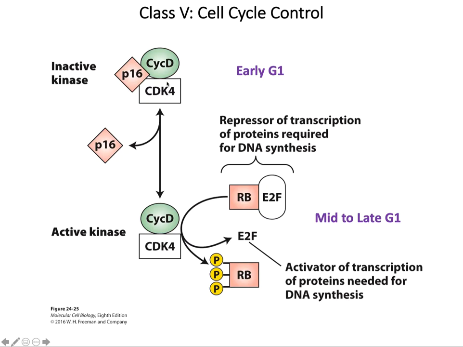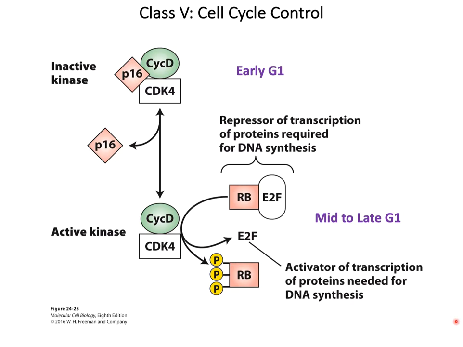It is transcribed and translated in early G1, but its function is not readily needed until mid to late G1. And so there is also an inhibitor that's present in early G1 known as P16. That inhibitor binds to the cyclin CDK dimer and prevents it from phosphorylating proteins earlier than is needed in the cell cycle. But as the cell transitions from G1 to middle to late G1, that inhibitor dissociates and this kinase becomes activated. And its role is to phosphorylate retinoblastoma, or RB.